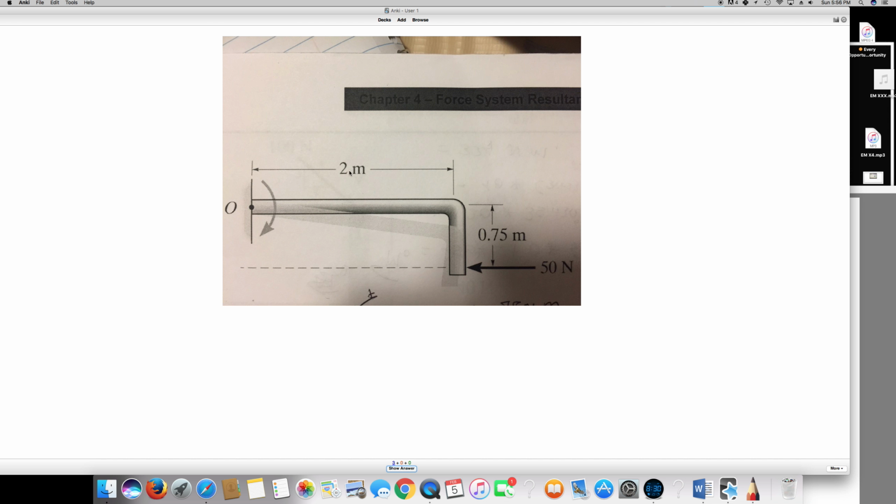So therefore, I can't take anything from the 2 meter, because if the force is acting horizontally, sine theta is going to be 0. So when sine theta is 0, the whole value will be 0. Therefore we can't take the horizontal part, and I can calculate the vertical one, which is 0.75 meter distance, and the force is 50 Newton. If you imagine from the top side, it's acting clockwise. So therefore, the answer should be negative.